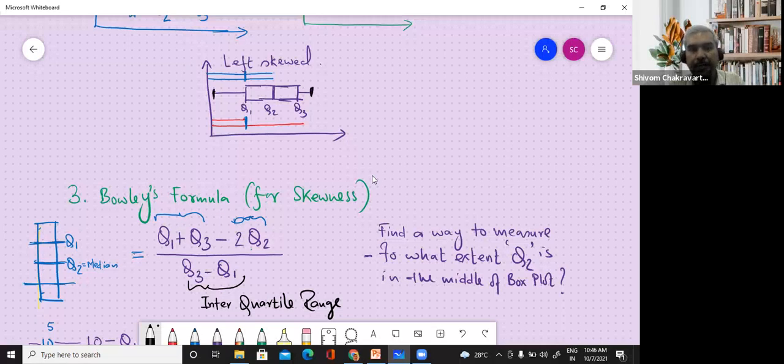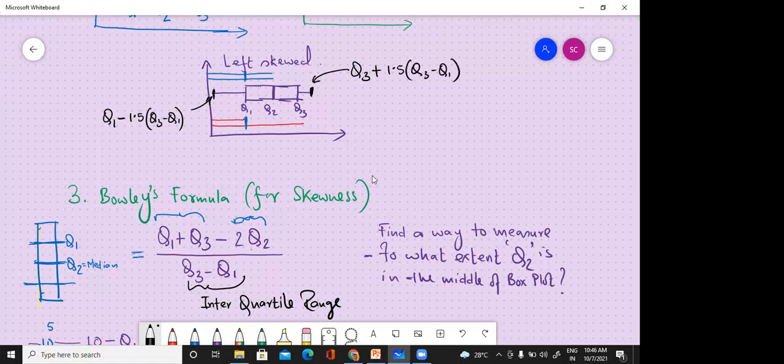Okay. This lower end, how do we find the lower end? This is Q1, that is the first quartile, minus 1.5 into this interquartile range. You can write interquartile range or you can write Q3 minus Q1, both the same thing. And how to find this upper end of the whisker? Q3 plus 1.5 into interquartile range, that is Q3 minus Q1.